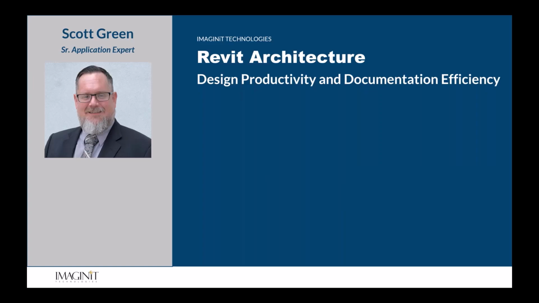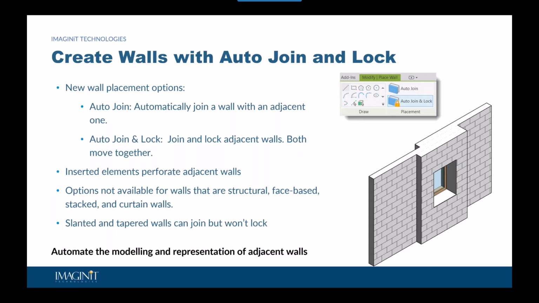Moving over to creating walls with auto join and lock. In Revit 2025, you can now automatically join or join and lock a newly created architectural wall with an adjacent architectural wall. This new feature will also allow for any inserted elements, such as doors and windows, to perforate. There are some limitations to take into consideration, such as complex cuts will not cut through both the align locked walls. Only simple cuts can cut through.